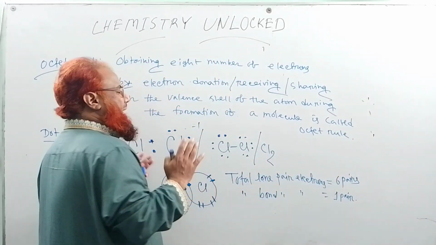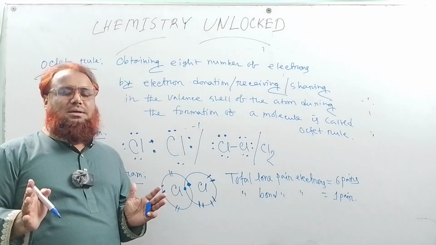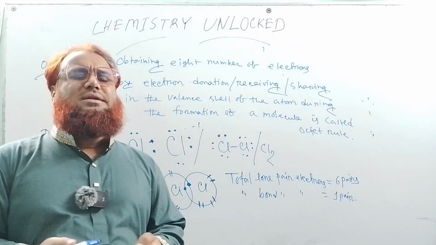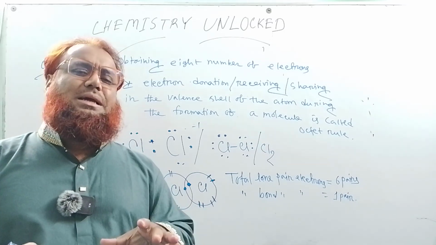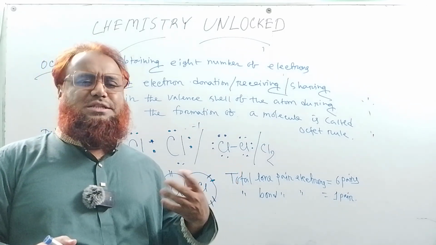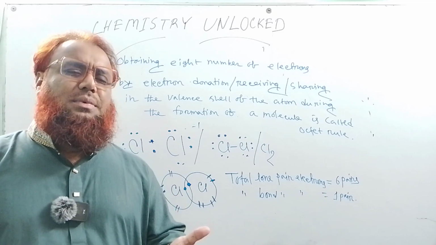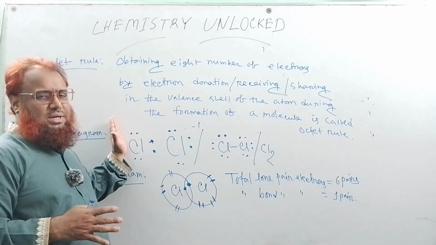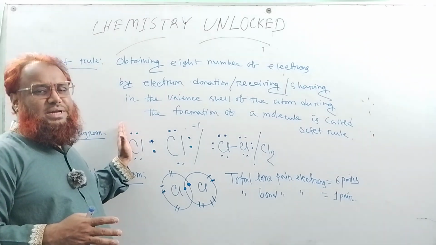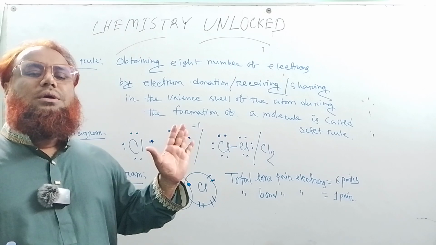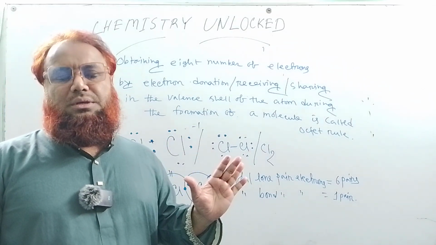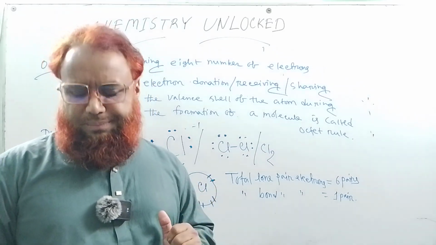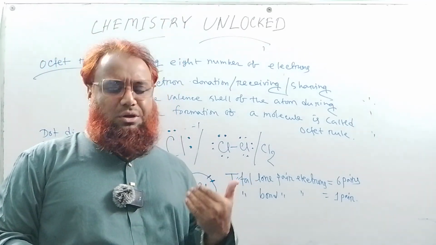So 8 electrons should be present after donation, receiving or sharing. Actually, the donation or receiving concept is present in ionic bond, so we can explain this in the diagram in ionic bond. Okay, I will explain it, but it is not mandatory. Again, it is not mandatory to follow the octet rule to form a compound. It may follow the octet rule or may not.